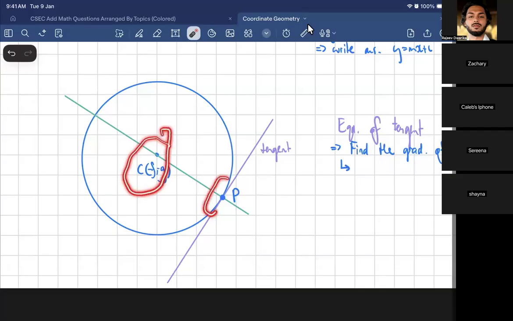Now, guys, if I want to find for c, which one do I substitute into y is equal to mx plus c? Would I substitute C or would I substitute P? Let me hear, guys.